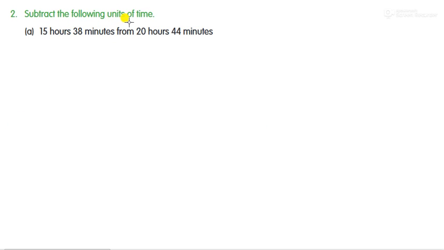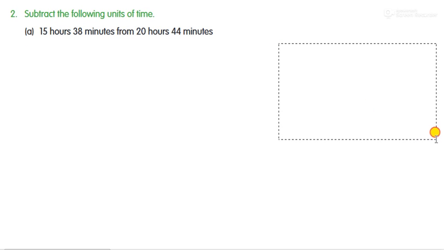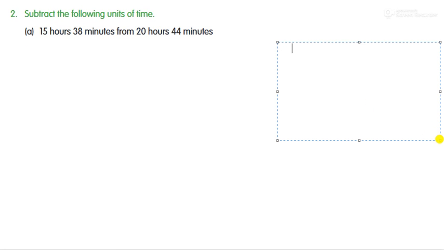Here subtract the following units of time. Here they have given the hours and the minutes. So 15 hours 38 minutes from 20 hours 44 minutes. What we have to do, we have to take the greater number above and the smaller one below. So write the hours and the minutes. In the hours column we have 20 hours and 44 minutes. Next 15 hours 38 minutes.